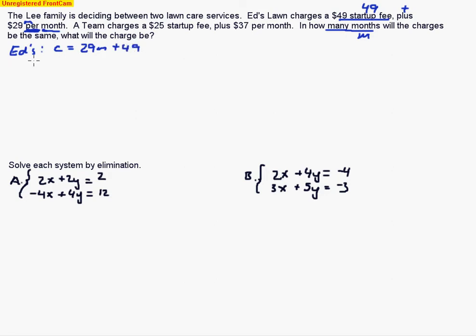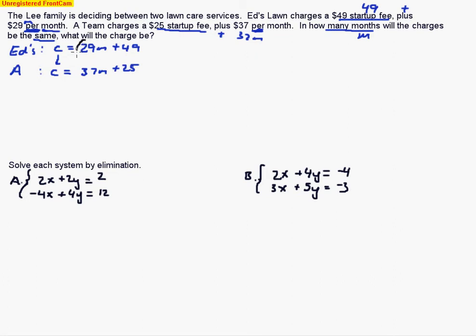A team. So A, let's write down their charge. Their charge is a $25 setup fee or startup fee. So that's the one-time charge plus $37 per month. So whenever you see that word per, that tells us that is our variable amount, 37M. They're asking in how many months will they charge the same? Same. Okay, charge needs to be the same. So let's use that same variable, C. And A team's charge is $37 per month plus $25. All right, well, let's go ahead and try solving now.